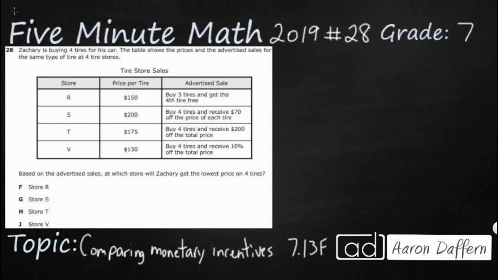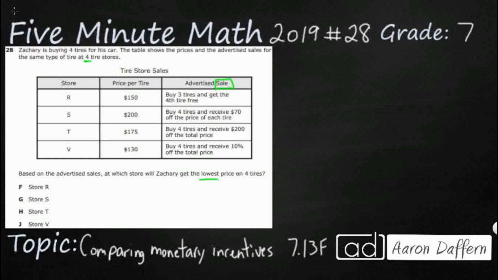So Zachary is buying 4 tires for his car, and we've got a table showing the different prices, and we've got some sales. We have to figure out which sale will get him the lowest price on 4 tires: Store R, S, T, or V. You notice we've got different prices per tire, 150, 200, 175, 130, but that doesn't quite matter. We do need to remember he's going to buy four tires, but it's the sale that really changes things.